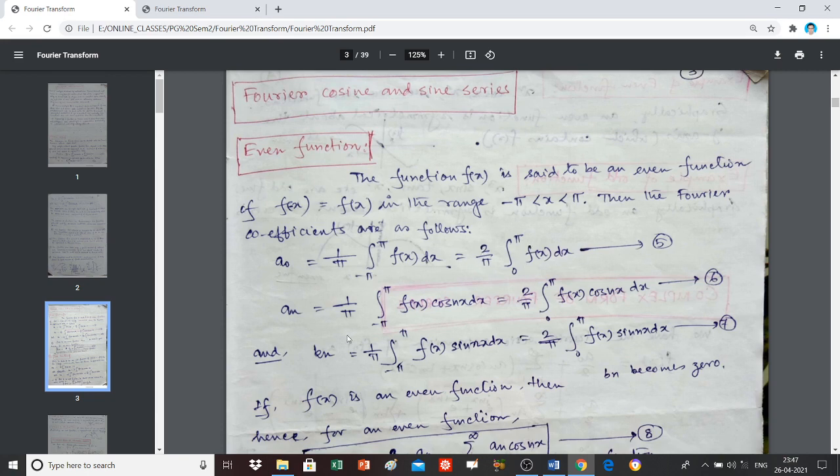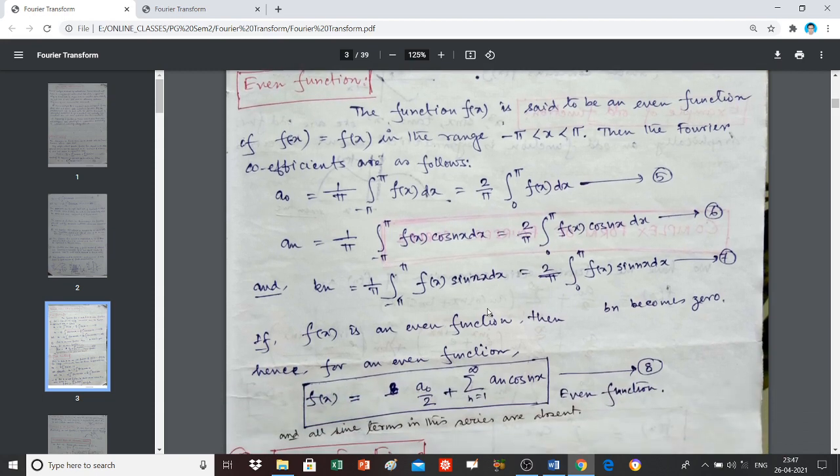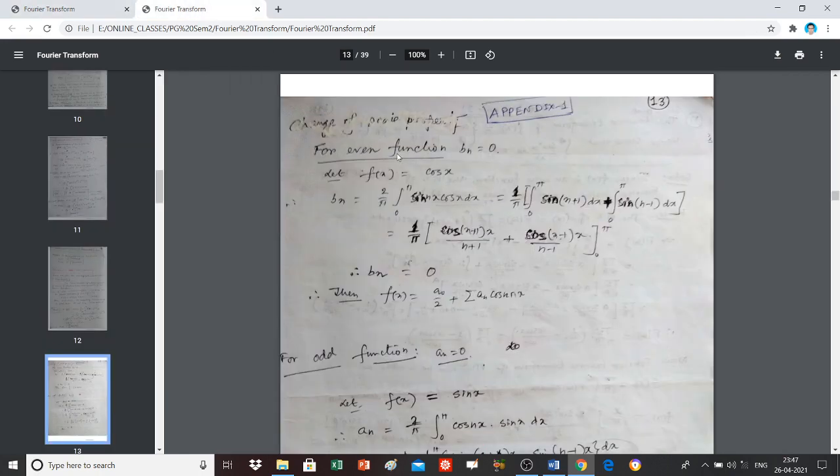And then an is equal to 1 by pi, integral minus pi to plus pi f(x) cos nx dx. That can also be written in this fashion: 2 by pi, integral 0 to pi f(x) cos nx dx. And bn is equal to 1 by pi, integral minus pi to plus pi f(x) sin nx dx, and that is equal to 2 by pi, integral 0 to pi f(x) sin nx dx. Now, the interesting thing here is that if f(x) is an even function, in that case bn becomes 0, and that can also be found from here. So for an even function bn is equal to 0, it has been proved here.